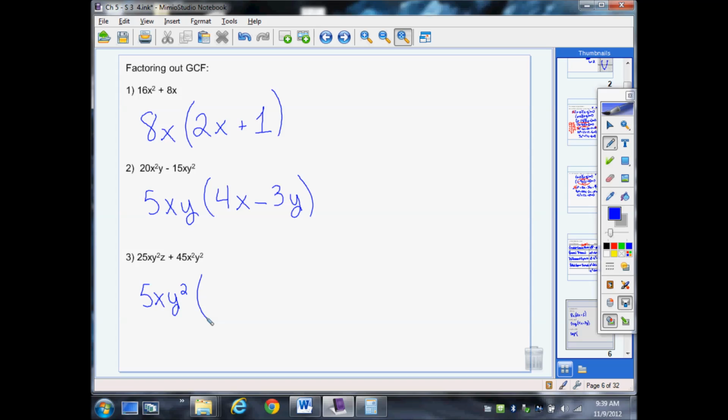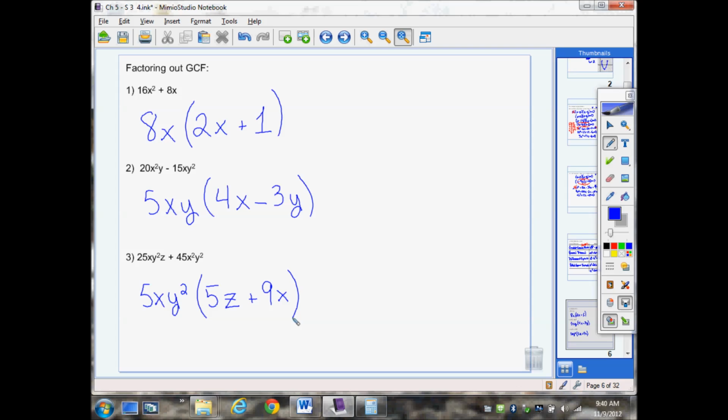25 divided by 5 is 5. I took away the 1 x, I took away the 2 y's, so what I have left is a z. And then 45 divided by 5 is 9. I took away one of the x's, so there's an x left, and I took away both of the y's. And by take away, technically speaking, I factored them out.